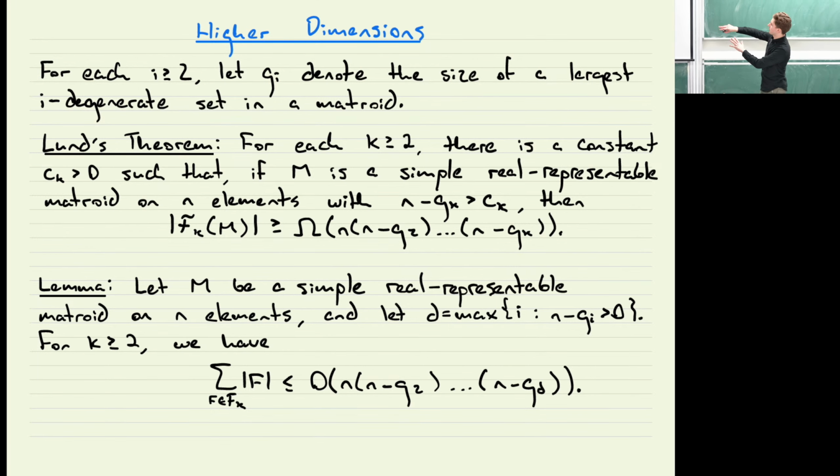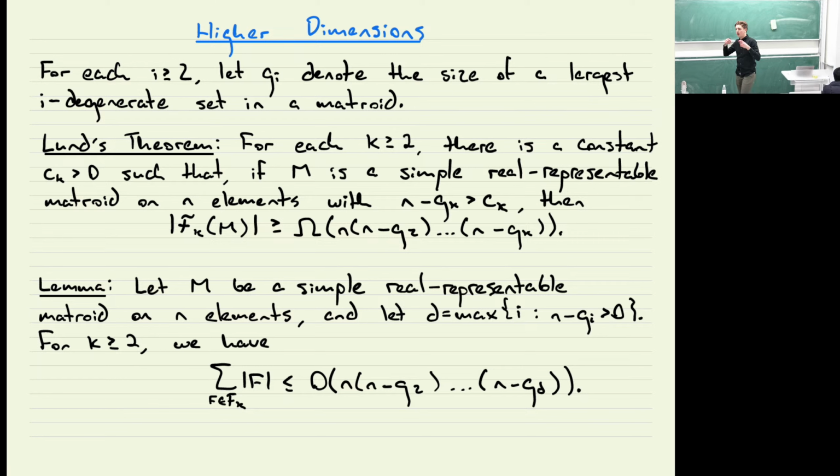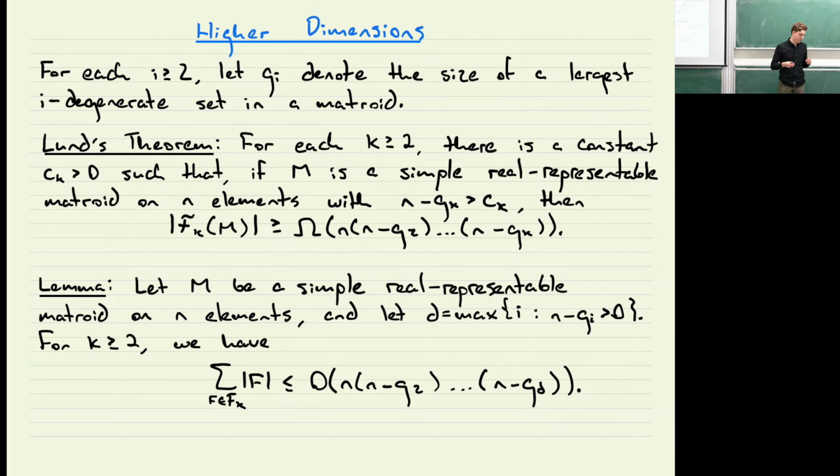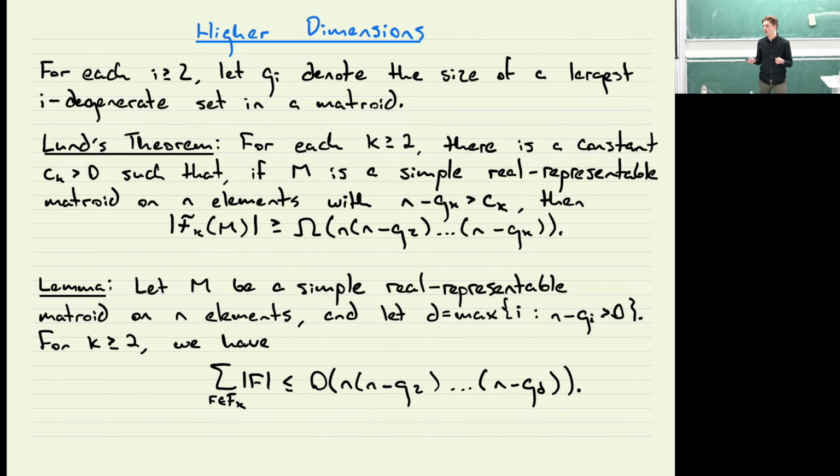So I'm putting this lemma back up again just for clarity. The other thing we want to do is show that for any given R, if I have a matroid of rank R, then the average size of a flat is bounded above by a constant depending only on R.